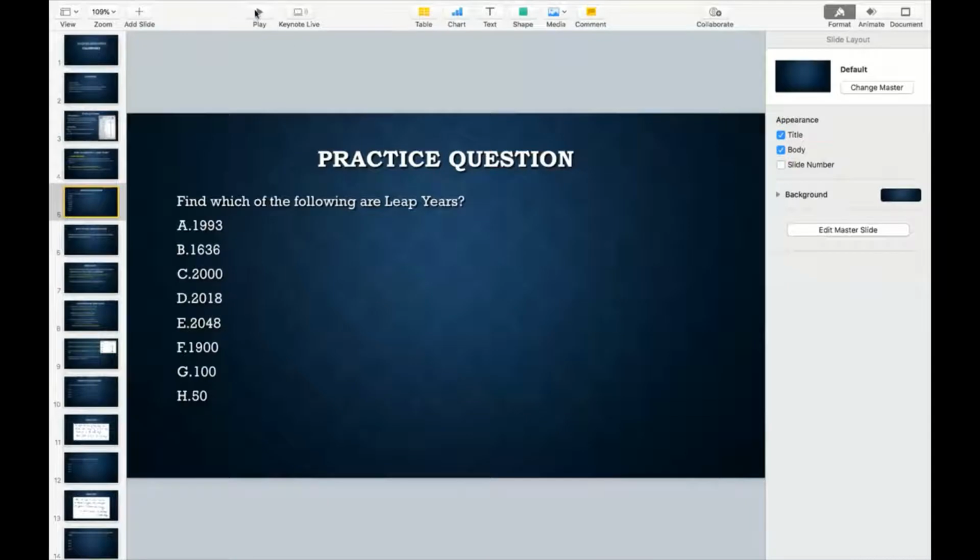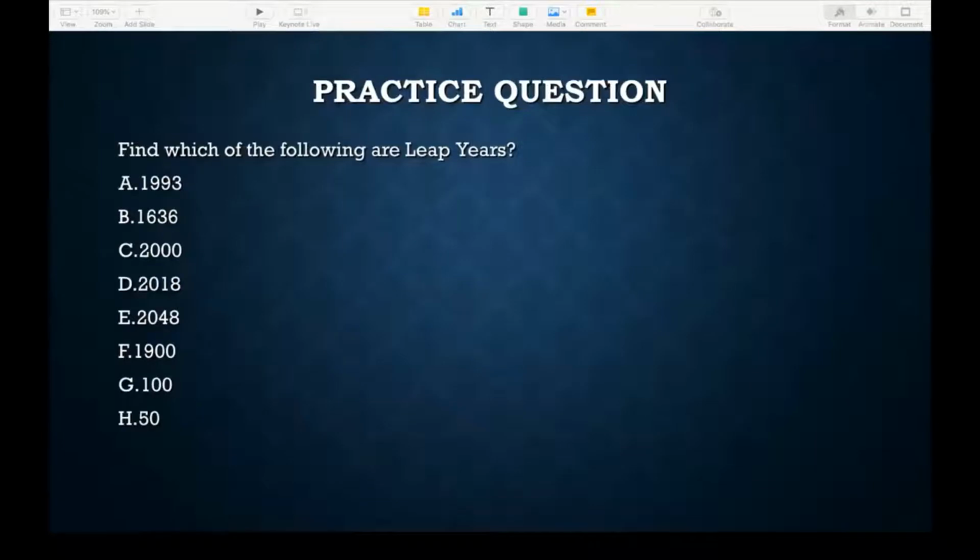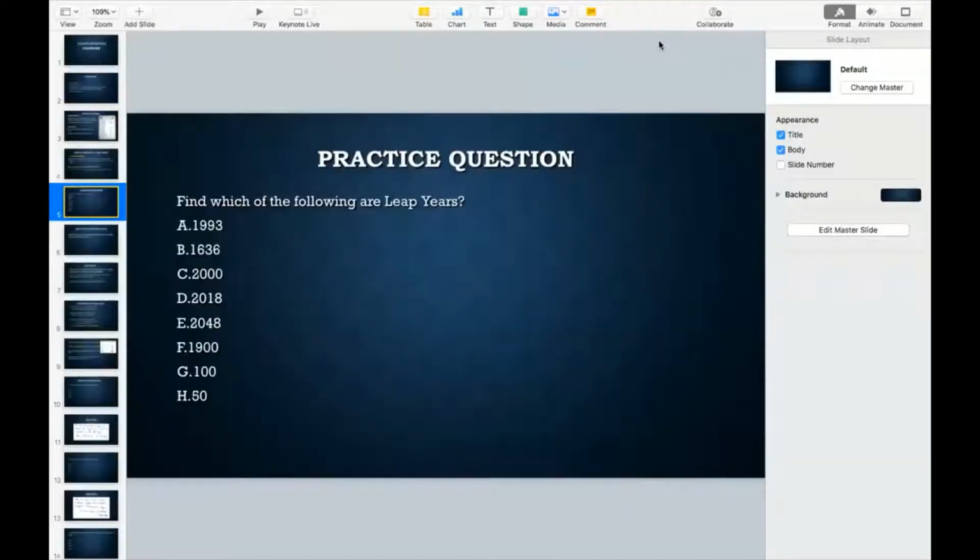From the given 8 years, the question is to find out how many of them are leap years. Okay, so let's quickly look into the solution now. Out of these 8 options, I can see that option C, option F, and option G are century years. So for a century year, I will divide it by 400.